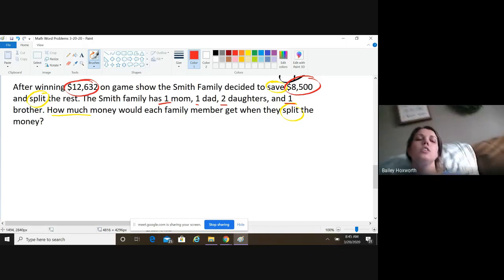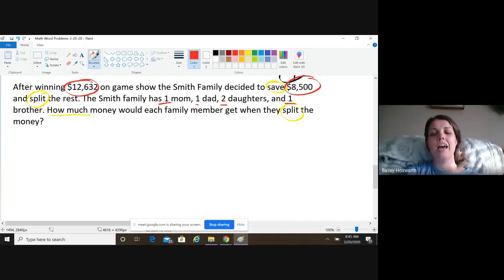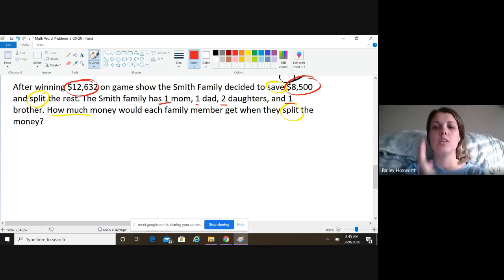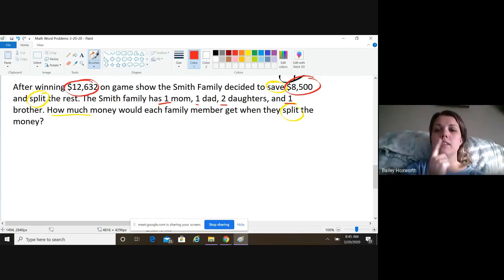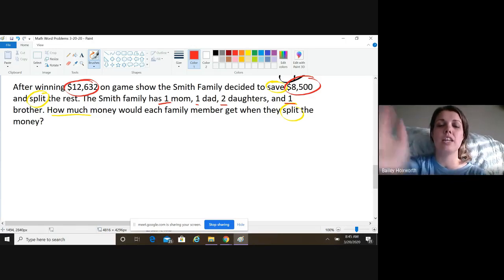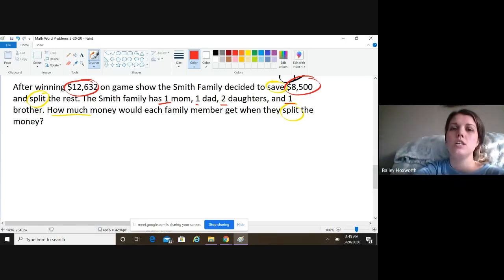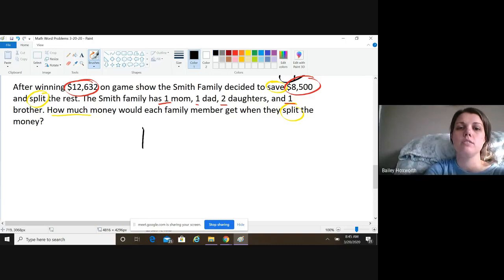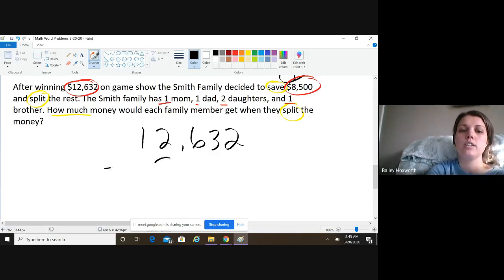Okay, so they have this total. They won that amount, but they're going to save $8,500. So it means they're not going to touch that $8,500. So the first thing we need to do is subtract. I need to take $12,632 and subtract it by 8,500.